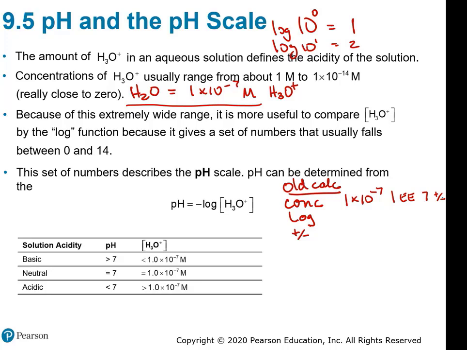Now push the log button. The log button is up in the very top, the middle button. You should now see a minus 7. You got to make that positive. So your answer is 7. Everybody get it?